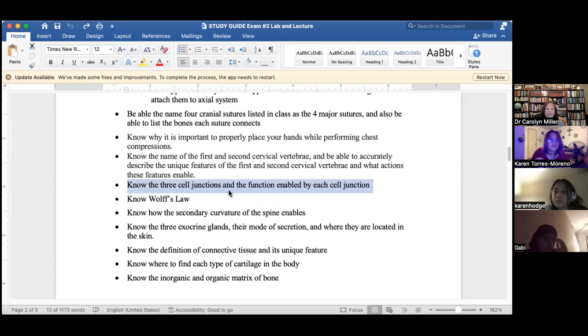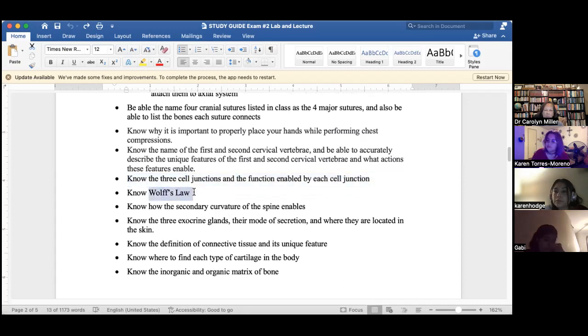Remember, they seal. I just talked about Wolff's Law. Bone remodeling is based on demand. If you use it, then you'll have old bone broken down and new bone made.